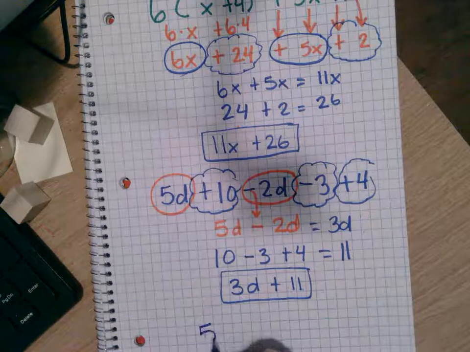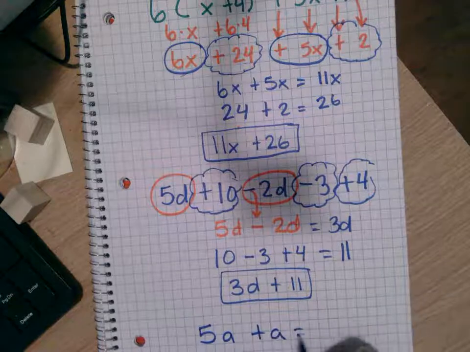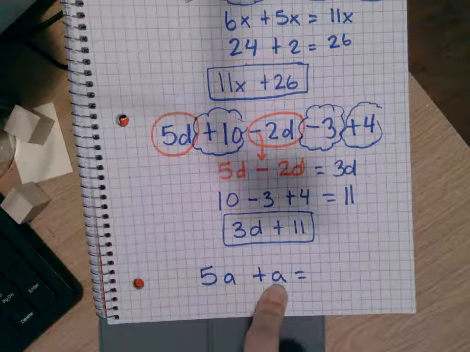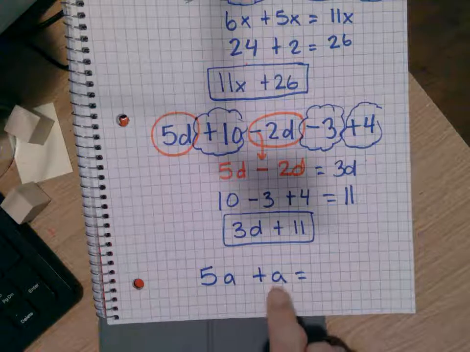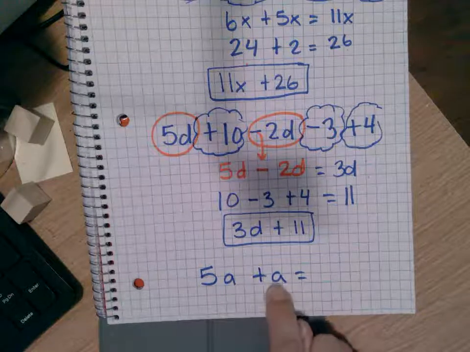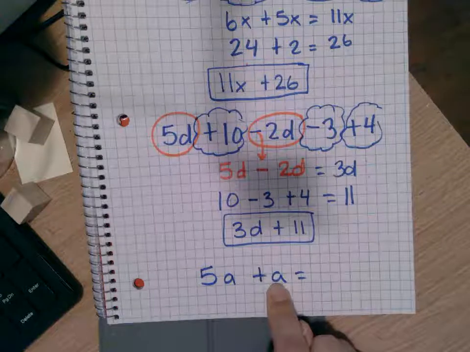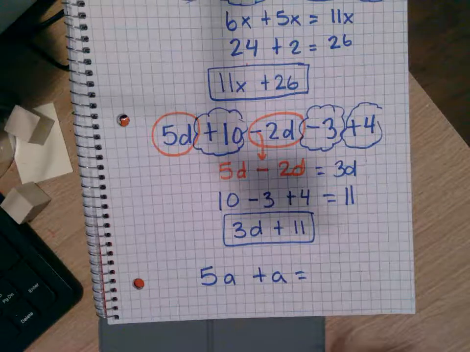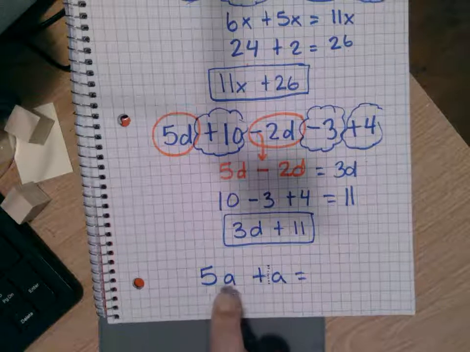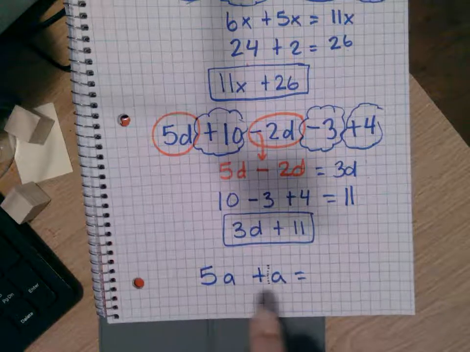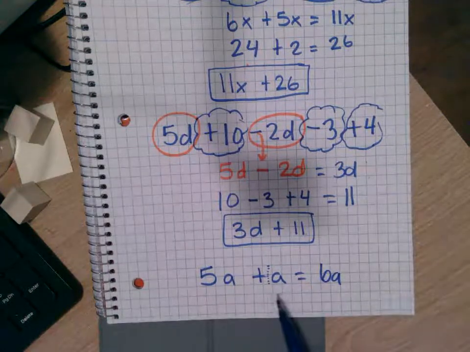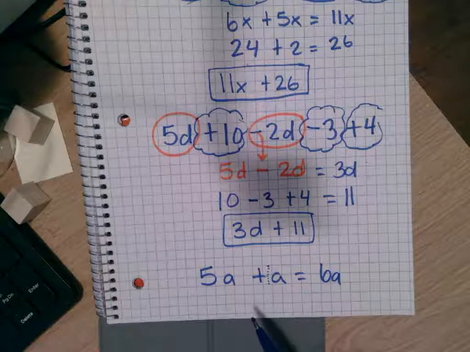One more thing I want to check. What if I go 5 apples plus an apple? A lot of kids have an issue when it's just an A all by itself. Well, how many A's is right there? 1, right? So people ignore it. I feel really bad. Don't ignore it. There's an invisible 1 that you don't see there, but it's there. What is 5 apples plus 1 apple? 6 apples. So when you see a variable all by itself, it has a value of 1.